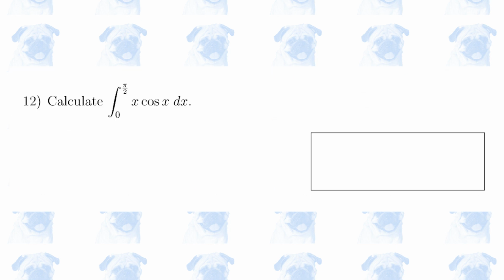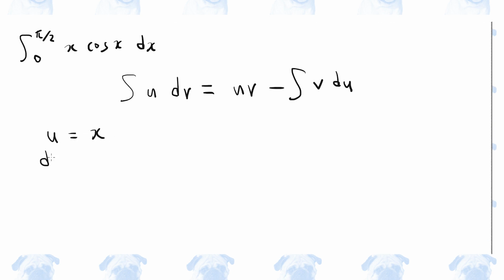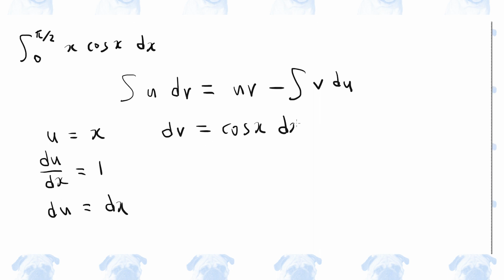Section 1, number 12. In this question, we're going to use a technique called integration by parts using the following formula. So first, let u be equal to x. du dx is 1. So du is equal to dx. Next, let dv be equal to cosine x dx. So dv dx is cosine x. So v is sine x.